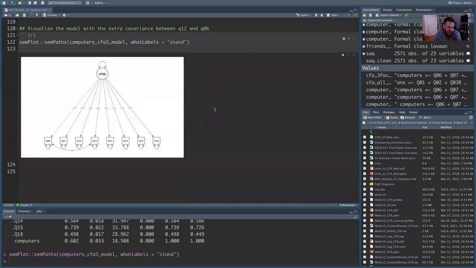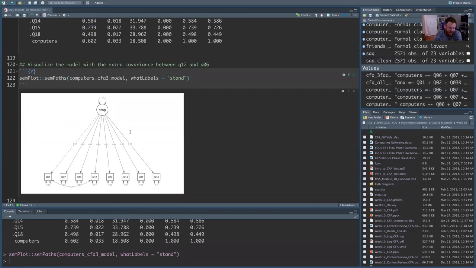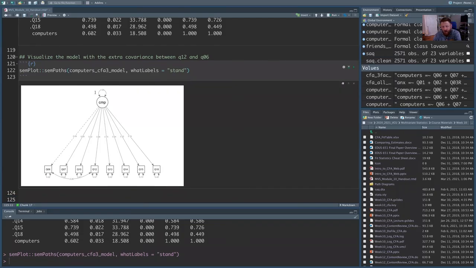And here's the model. And you can see the difference, see this little arrow, this curve right here, that is the error covariance between items 6 and 12. Now, again, in this case, it's probably not a good idea to do this. We're capitalizing on chance here and specifying something that will likely not generalize. But it is interesting to see how those small modifications can make such a big difference in the overall fit of the model. So those are modification indices.